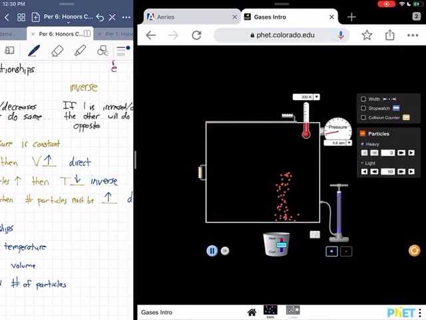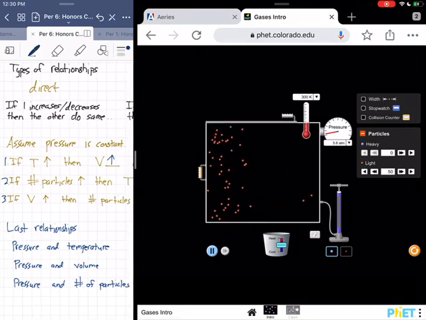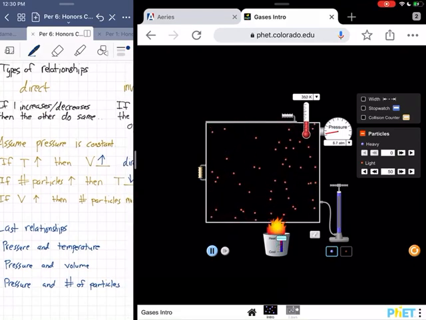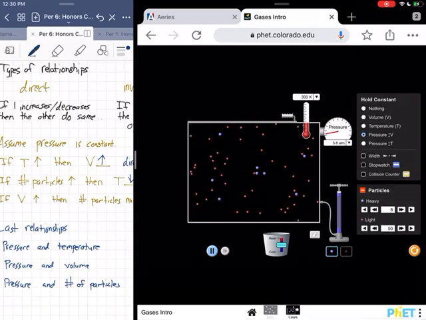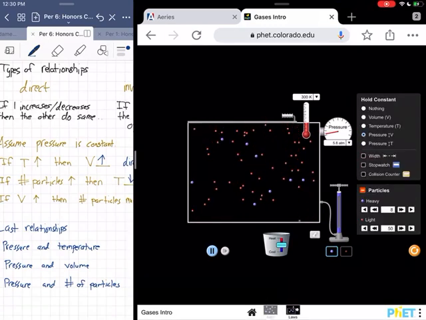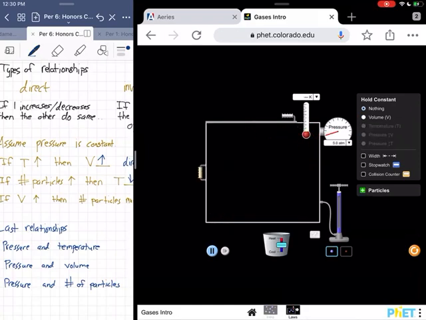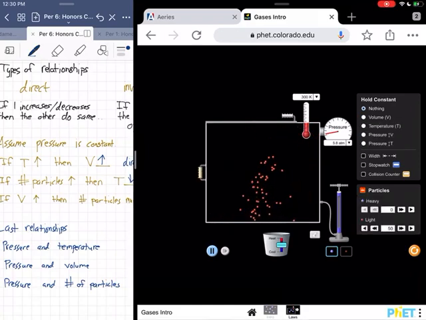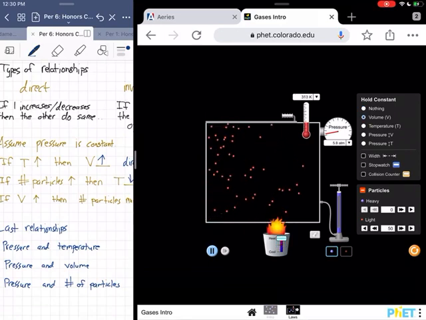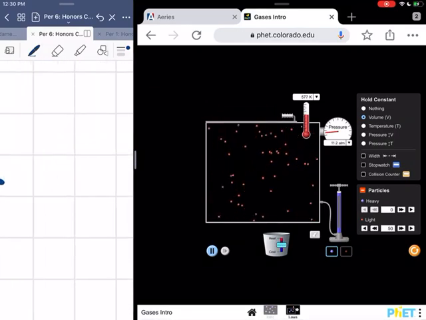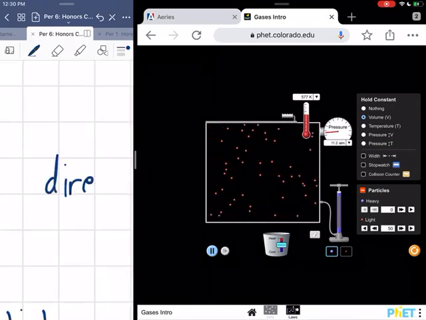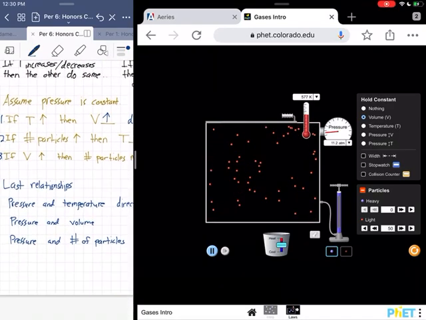Let's put in 50 particles here. If my temperature is increased, what happens to my pressure? It is also increased. But if I go over here to laws, and I hold volume constant, let's see now what happens. Let's put in 50 particles. My temperature is increased, my pressure is still increased. So it looks like no matter what, these have a direct relationship. Direct relationship. When one goes up, the other one has to go up.